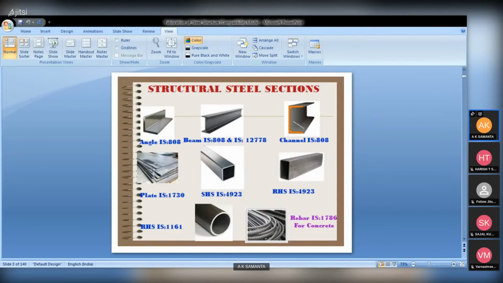So far as availability is concerned, I have told you angles, beams, channels, etc. are available under IS 802 808 specification. The round circular section is specified in IS 1161, and square and rectangular sections are specified in 4923. Here I must mention another structural product, the rebar TMT bar, which is covered under IS 1786 and used for concrete structure. As we will be concentrating only on steel structure, rebar will not be our discussion subject.